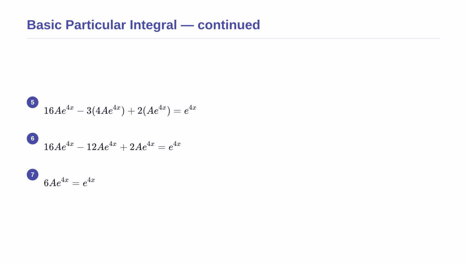Next, we simplify the left side by performing the basic multiplication inside the parentheses, distributing the -3 to get -12. Finally, we combine the like terms on the left side. 16 minus 12 is 4, and 4 plus 2 gives us a final coefficient of 6. This single term, 6a times the exponential, represents the entire left side of our differential equation, perfectly balanced against the external force on the right.